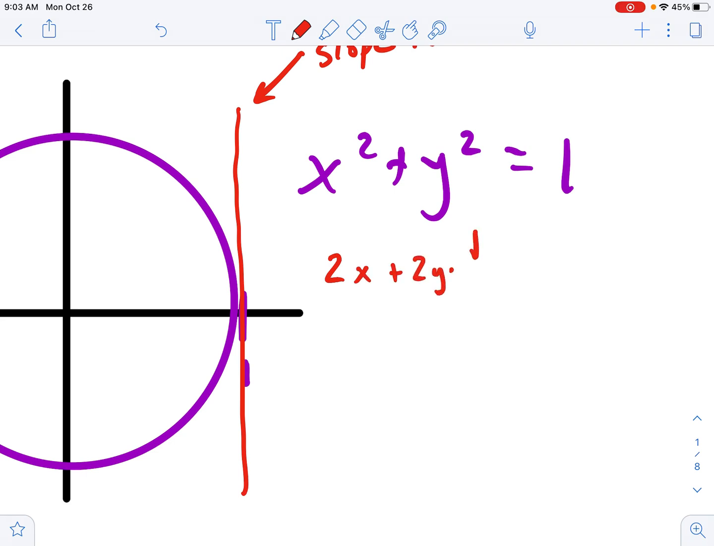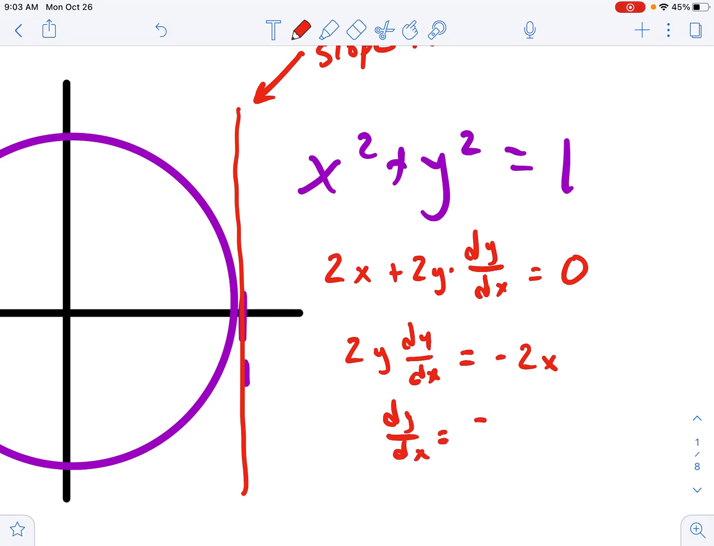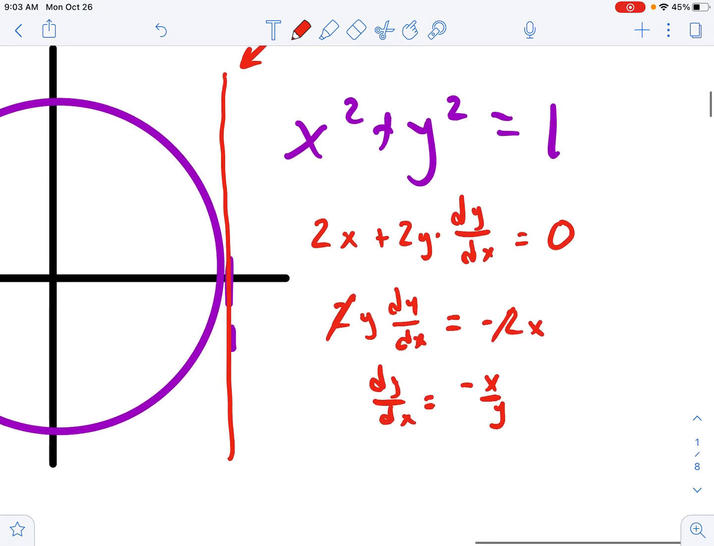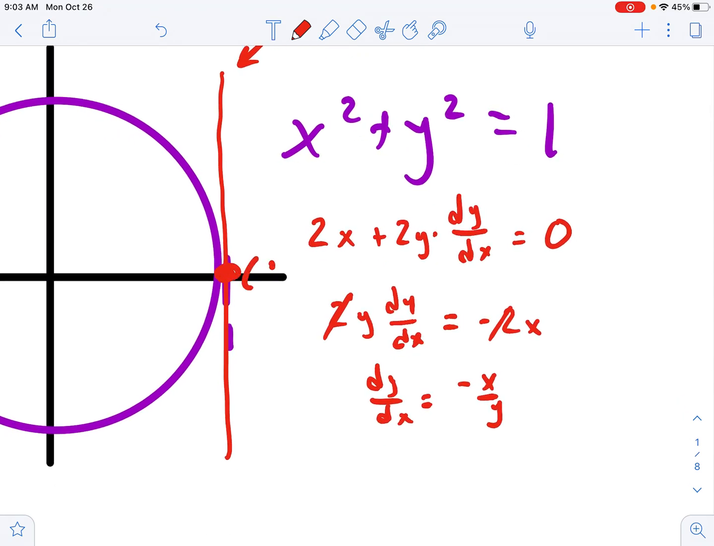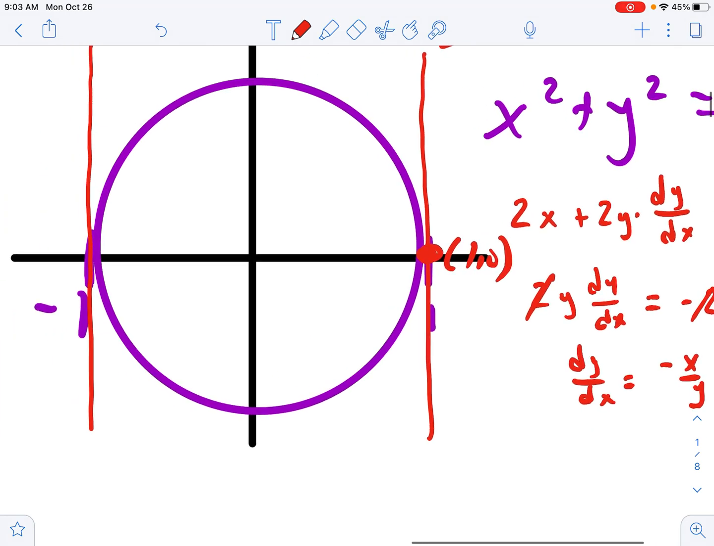2x plus 2y times dy/dx would equal 0. And if I solve for dy/dx, 2y dy/dx, if I subtract, is equal to -2x, and if I divide both sides by 2y and simplify, we get back the negative of x over y. So there's our dy/dx here. Well, let's take a look at that point. That's the point (1, 0), and over here we have the point (-1, 0), right?